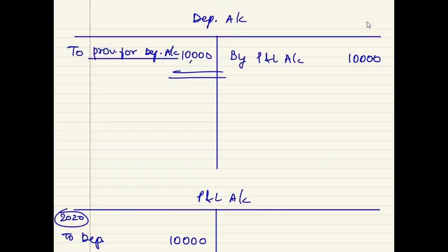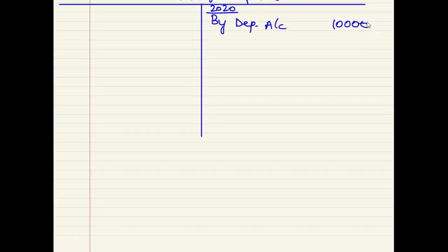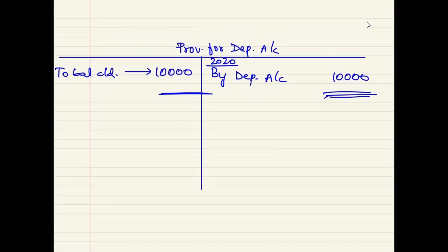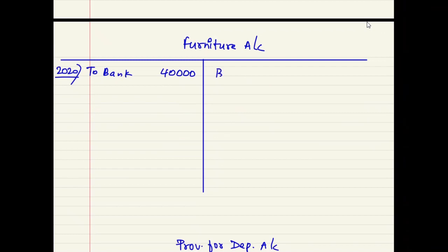The depreciation account is closed over here. Your provision for depreciation account will be closed by writing here balance carried down. This 10,000 represents the depreciation which is charged till now. And your asset will also be shown as by balance carried down 40,000.